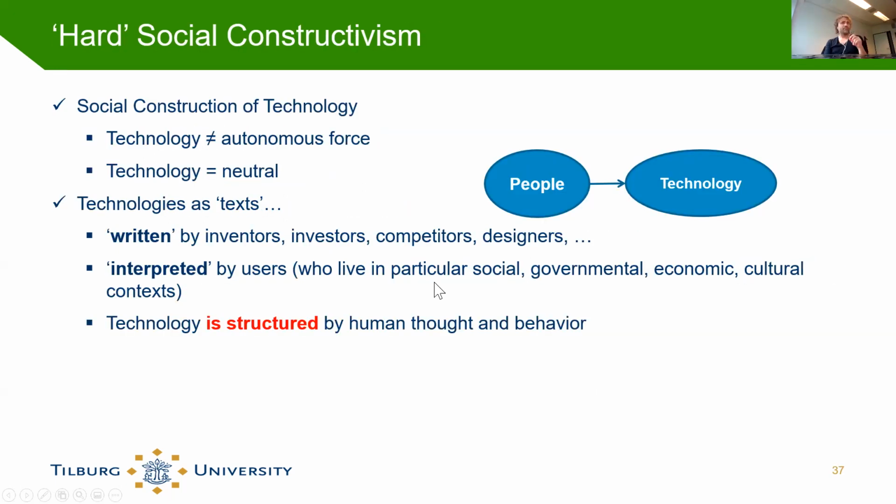So basically they say technology is written, as some people call it. It's written by inventors, investors, competitors, designers, which is a theoretical term for the whole design process, and the use process. People write and endow the technology with their own needs. So technology is structured by human thought and behavior. And that's the example I showed on Monday, that artificial intelligence and machine learning is a technology, but it's only as good as the human input it receives.